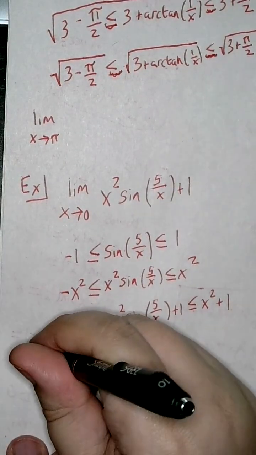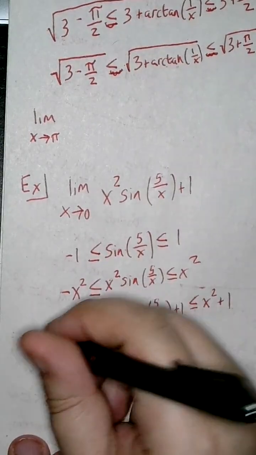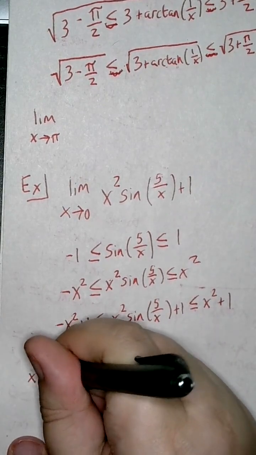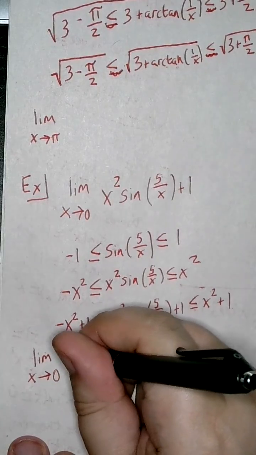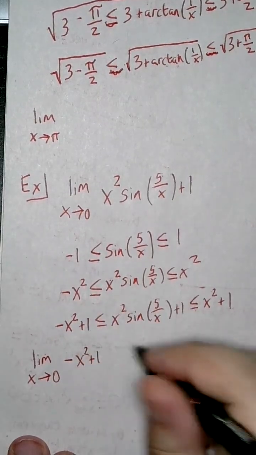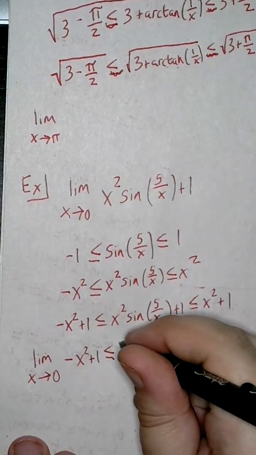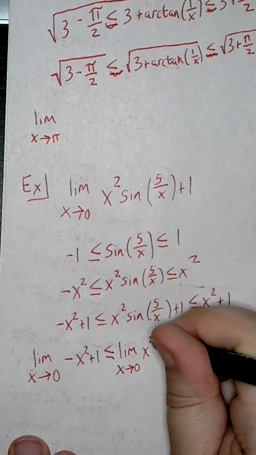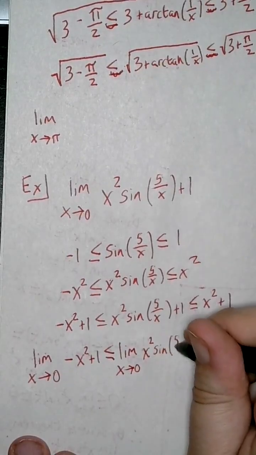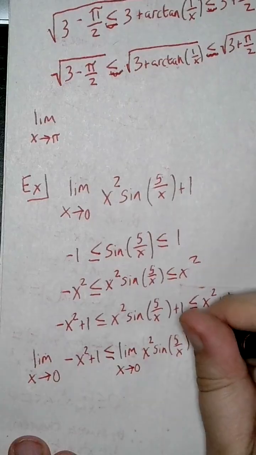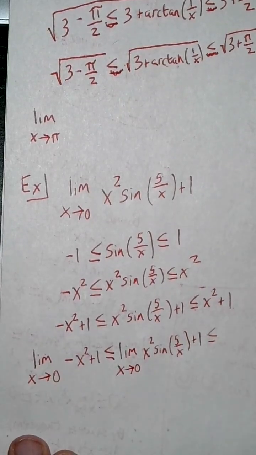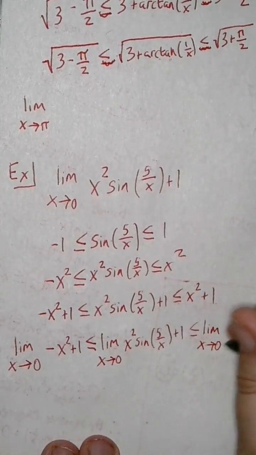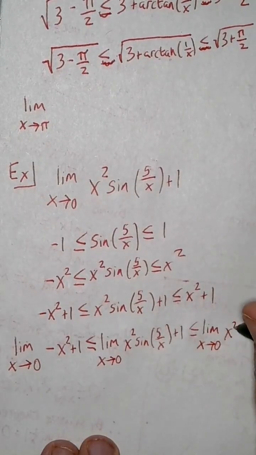So I have limit, and this time I'm going to make sure I give myself enough room. So limit as x approaches 0 of negative x squared plus 1 is less than or equal to the limit as x approaches 0 of x squared times sine of 5 over x plus 1, which is less than or equal to the limit as x approaches 0 of x squared plus 1.